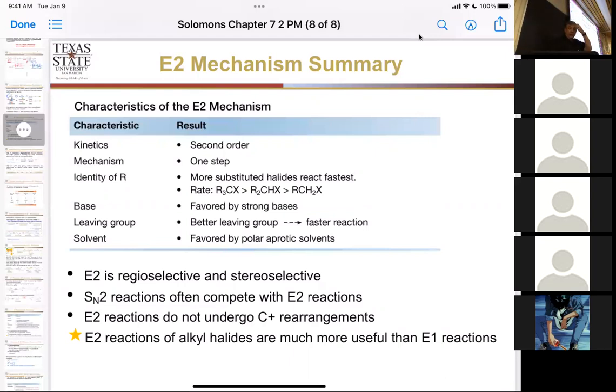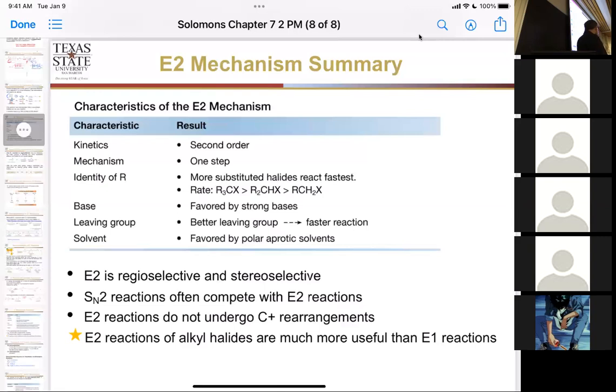So SN2s compete with E2 reactions with your tiny bases, with your hydroxide and your methoxide, because they're small and they're still nucleophilic enough. But once your bases get bigger, that competition goes away. E2 reactions don't undergo rearrangements, carbocation rearrangements. That's a great thing. You're not going to scramble your system up.